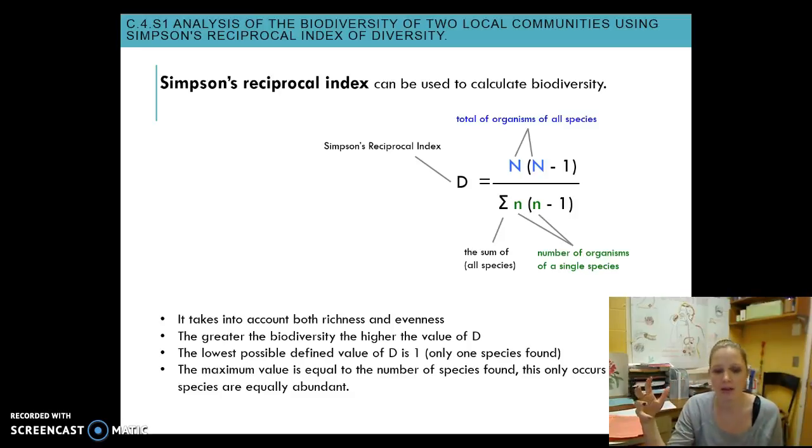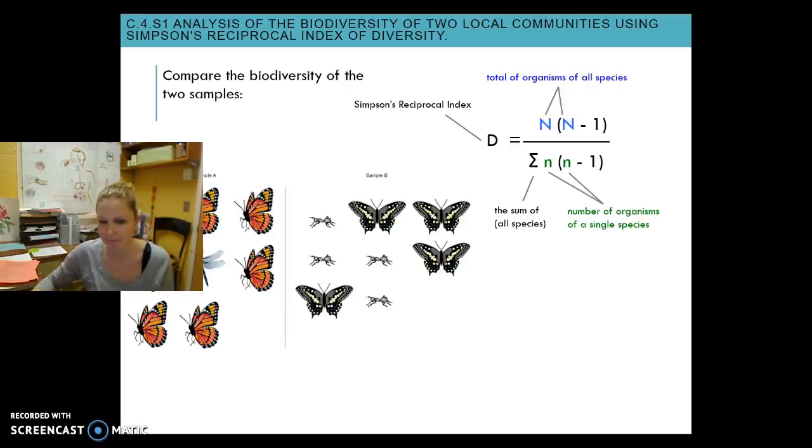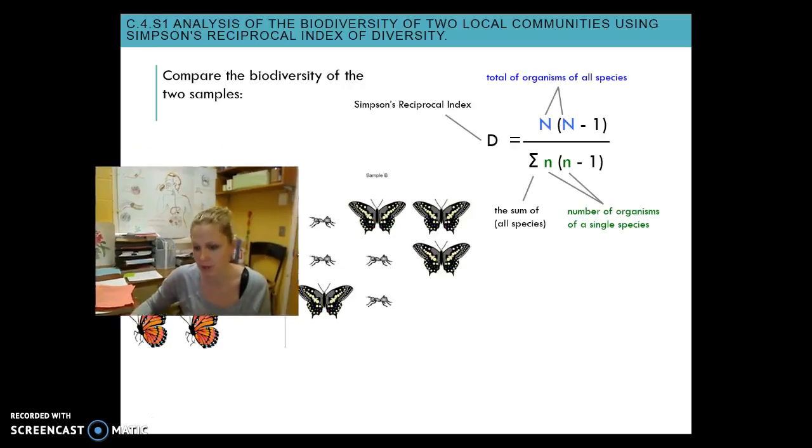And then the max value is equal to however many species you found. So let's say you found 5 species. But the catch is they all have to be found abundantly as well. So that's really rare in itself. So lowest is 1, highest is however many species you found in that sample. But again, that's pretty rare. So let me move my screen back over again.